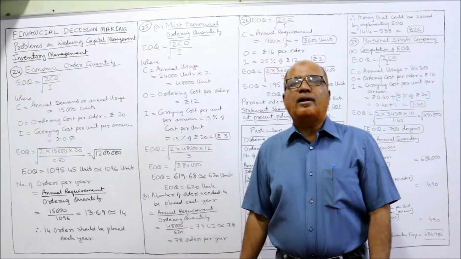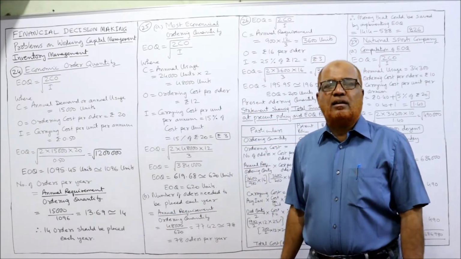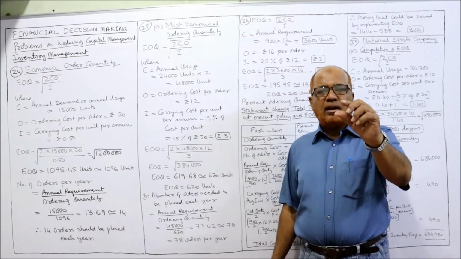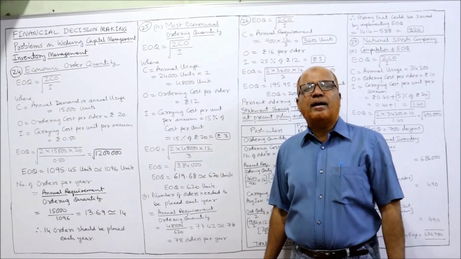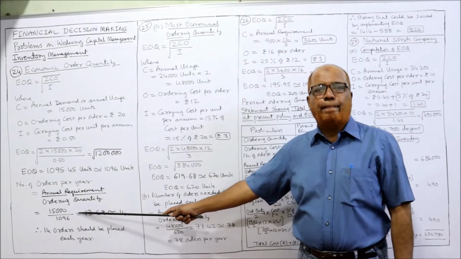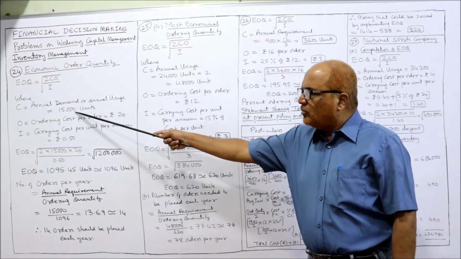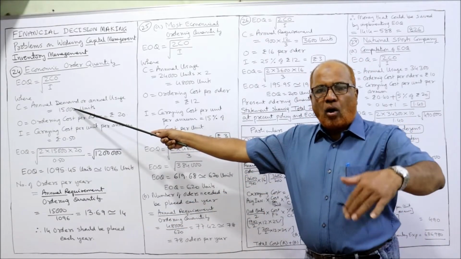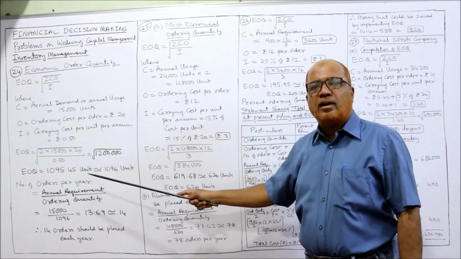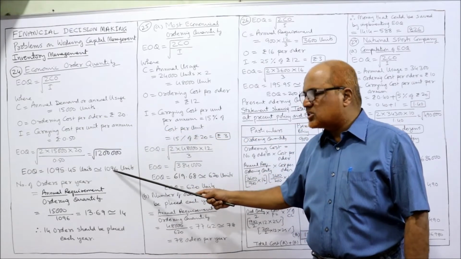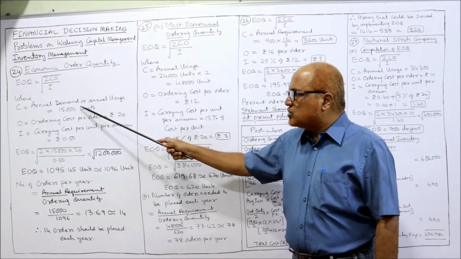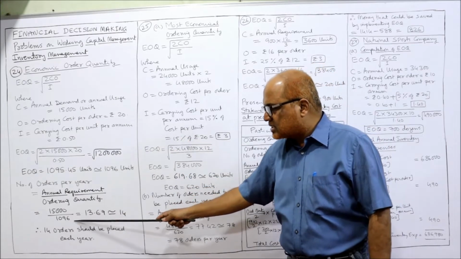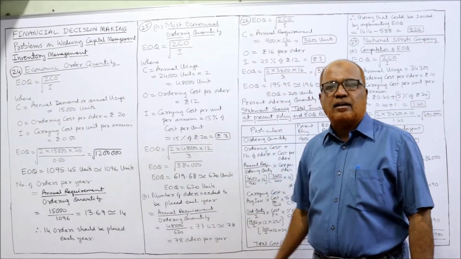Now, number of orders to be placed every year. The formula is annual requirement divided by ordering quantity. Annual requirement is how many units? 15,000. And ordering quantity, how much ordering quantity is there? 1096 units. So 15,000 divided by 1096, you will get 13.69.